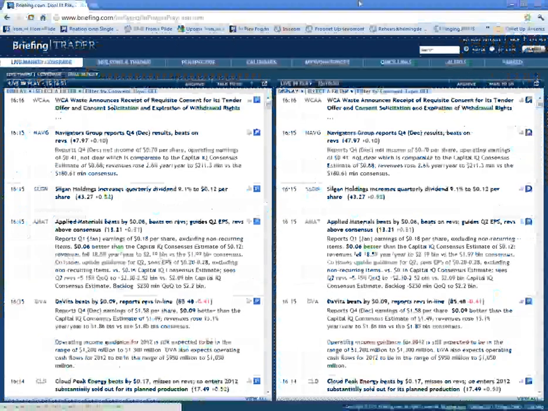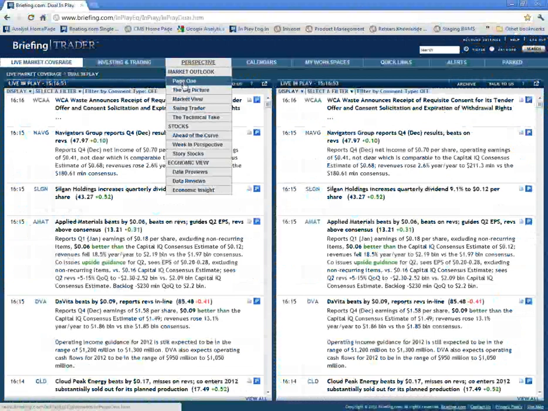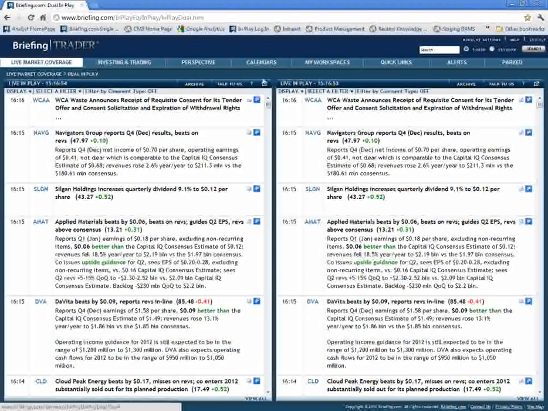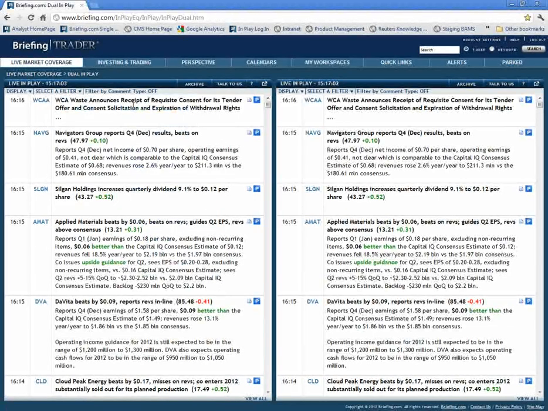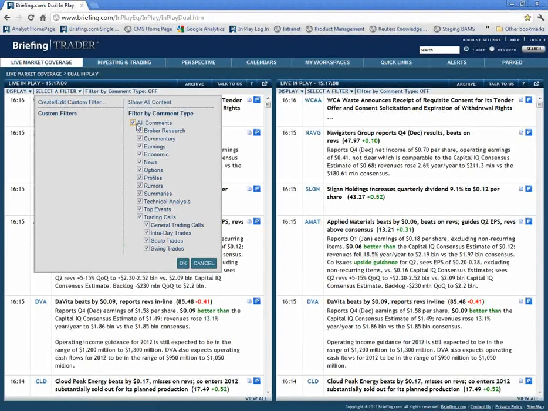Okay, so we're going to start off on dual pane. A lot of people probably use single pane. I personally prefer dual pane because it allows me to customize my filters. So you'll see here that you have two screens that basically show the exact same thing. What I would suggest if you're dedicating a full monitor to Briefing.com is to run dual pane and to separate the two sides by using the custom filters.